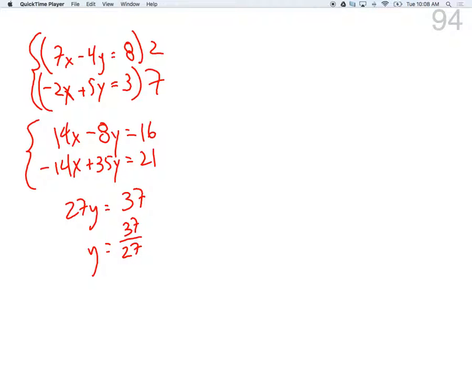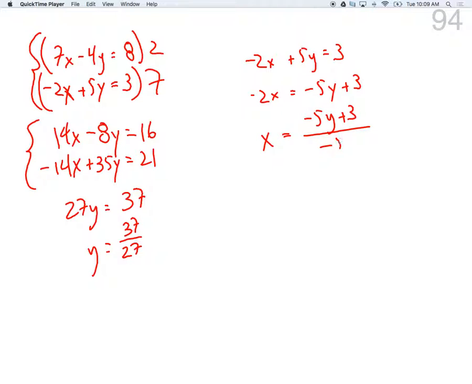Now I need to plug that value back into the equation. Let's use the bottom one and solve for x. Start with negative 2x plus 5y is equal to 3. Then negative 2x is equal to negative 5y plus 3. And then x equals negative 5y plus 3, divided by negative 2.